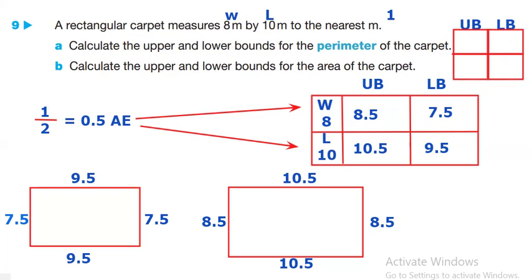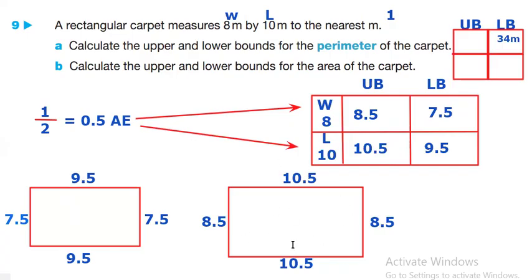So I found the upper and lower. The upper, I didn't find it yet. I found the lower perimeter, which is 34 meters, of course. Focus on this. Let's make it smaller. By adding the lower bound measurements like this, okay? And to find the upper bound perimeter, I'll add the upper bound measurements.